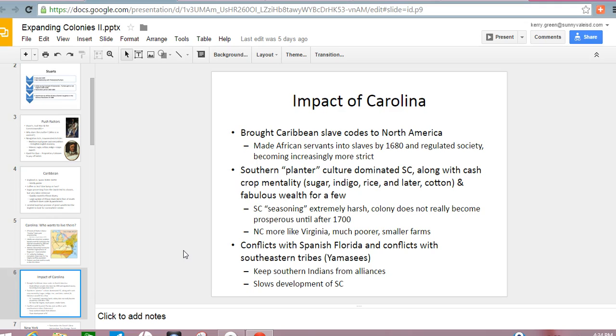Slave status is inherited from the mother. So now, when white men rape black women, the children that are the product of that are forced into slavery. And there's no way that a black woman can, through marriage or through having a child, gain access to freedom. And I think it's very important for us to recognize that this is a development that happens after.